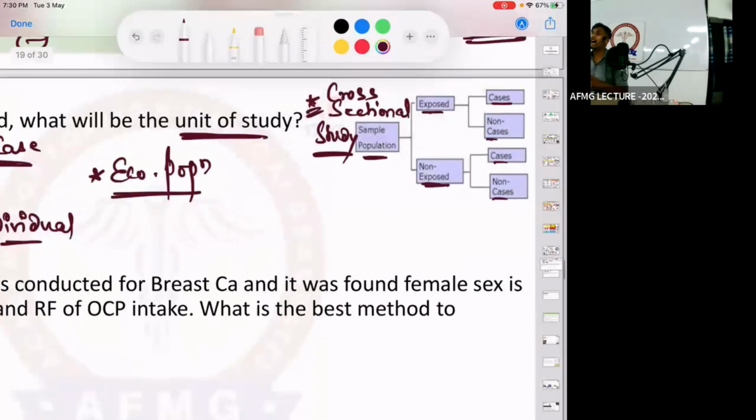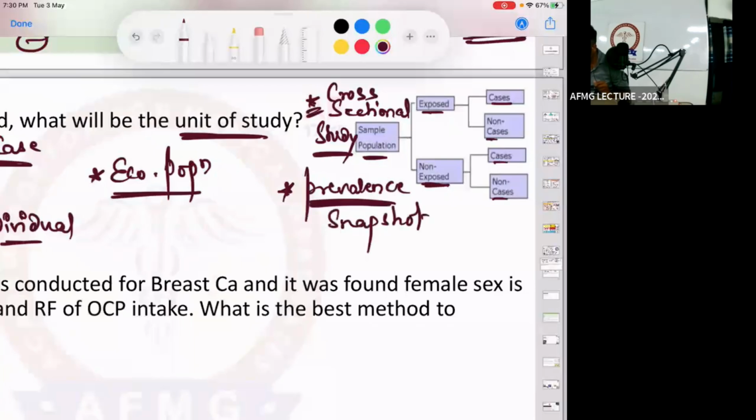No issues with that. Now, if I am getting a total number of cases in the population for a particular disease, it is known as what? Total number of cases for a particular disease. It is known as prevalence, and therefore cross-sectional study design is also known as prevalence study. Also, it is taken at a particular point of time, so it is known as a snapshot study. Therefore, it is also known as a snapshot study.